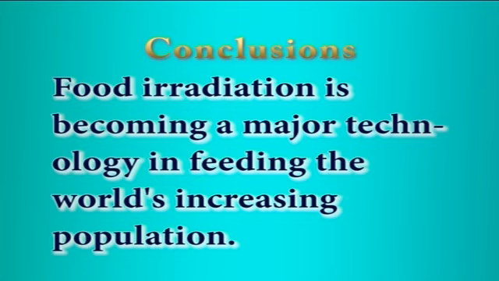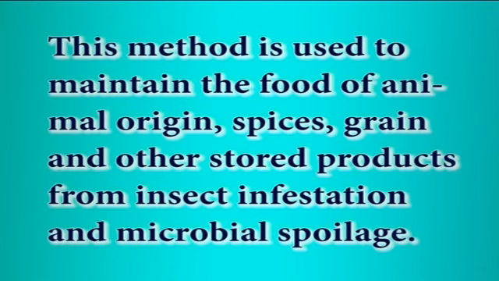Conclusions. Food irradiation is becoming a major technology in feeding the world's increasing population. This method is used to protect food of animal origin, spices, grains and other stored products from insect infestation and microbial spoilage. It is an energy saving method to maintain food quality. Microwave processing in the preservation area is fast becoming accepted. Further advances need to be brought in before this method is widely accepted. The use of organic acid as a decontaminating agent is not ideally suited for all foods.